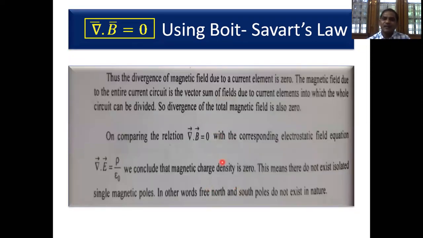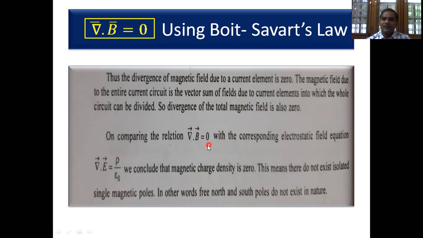So what is its physical meaning? There we consider where dB bar is replaced by B bar. Since the magnetic field due to the entire circuit is the vector sum of fields due to the current elements, therefore the divergence of the magnetic field is always 0, right?